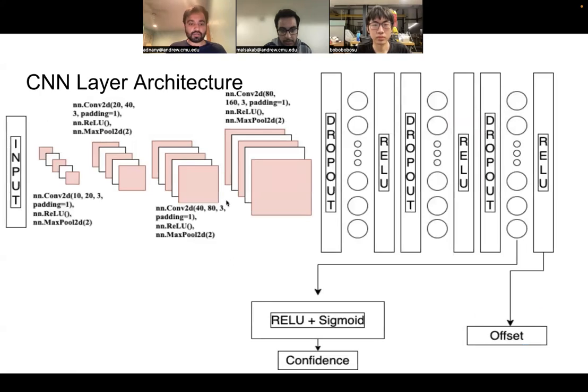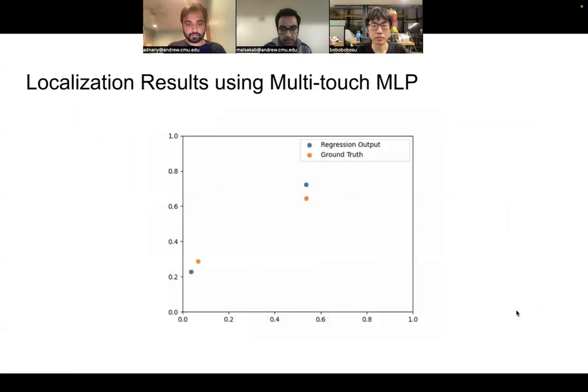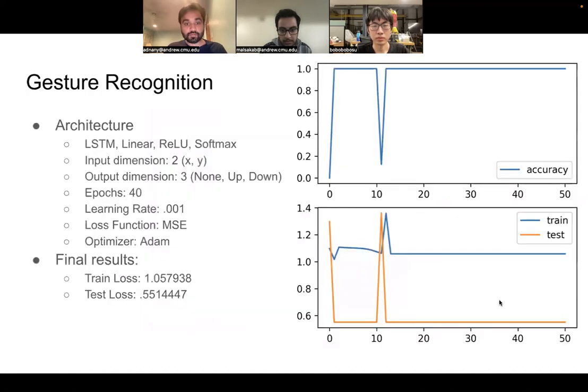This is the architecture. We start off with convolutions, then dropout, linear, and ReLU. The linear output at the end is used to compute confidence, and ReLU at the end is used to compute the offset. And then here's the result. There are triple pairs in each frame here, and you can see that the regressed output and the ground truth are almost identical.